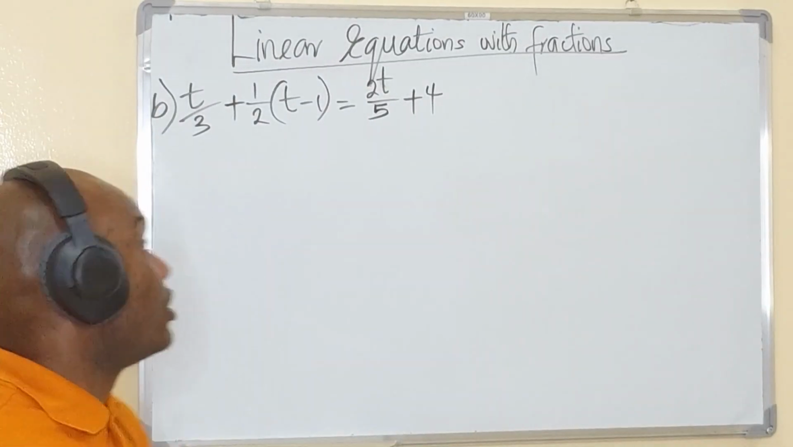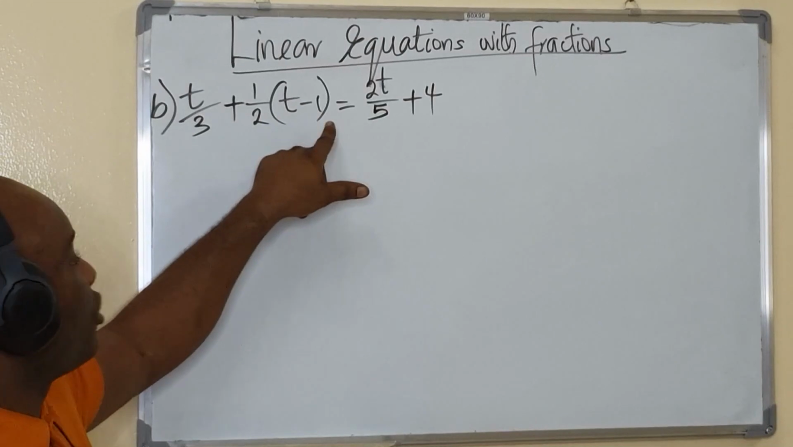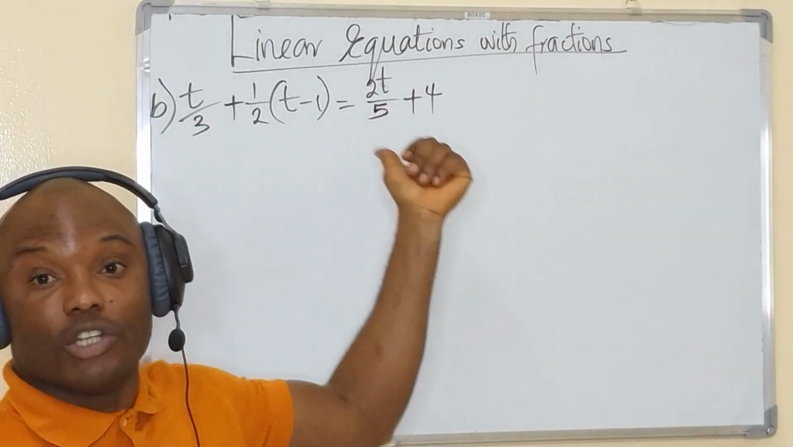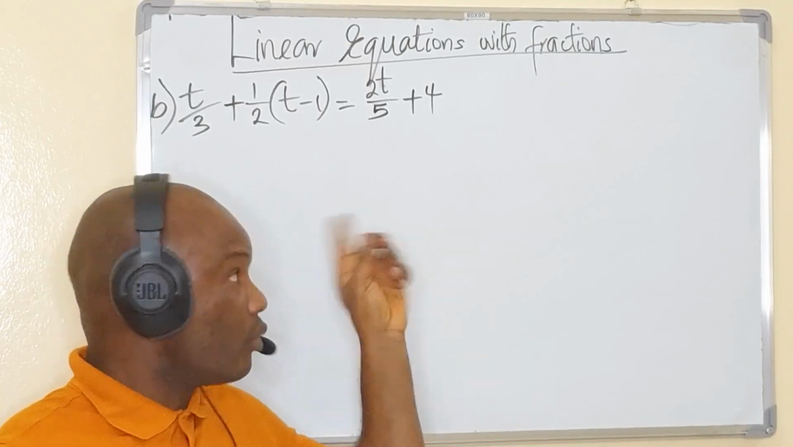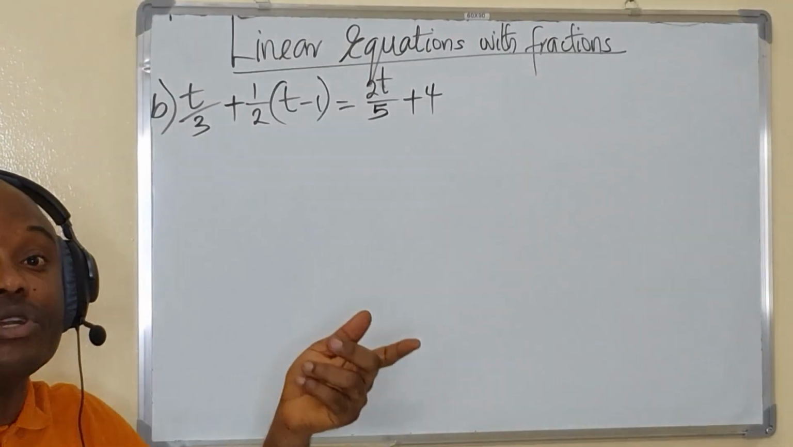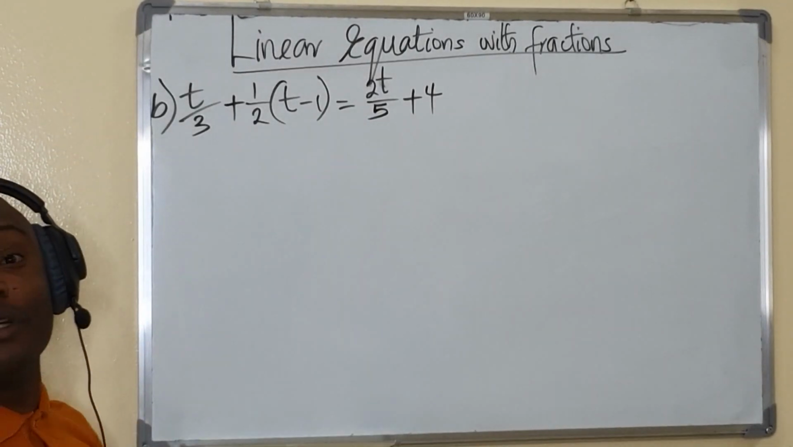Our second example says t upon 3 plus half into t minus 1 is equal to 2t upon 5 plus 4. So the missing variable here is t. This is what we are looking for. The same skill we know how to apply, we can apply it again. Let's begin by opening up the bracket.